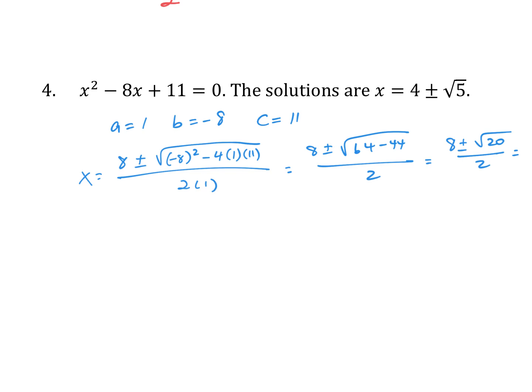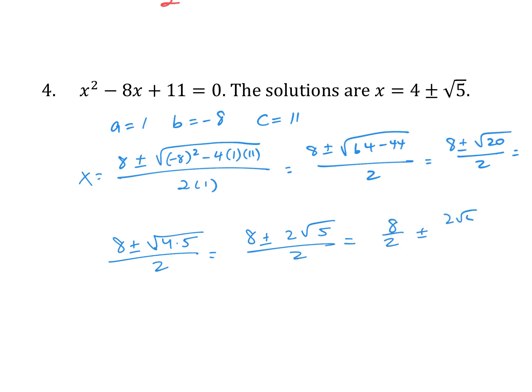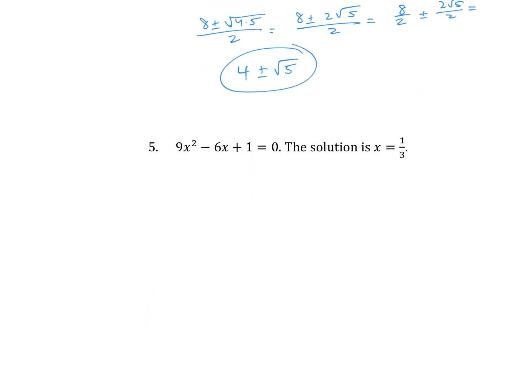Again, 20 has a perfect square factor, so I simplify that to 8 plus or minus the square root of 4 times 5, all over 2. 8 plus or minus 2 root 5 over 2. And again, I separate out 8 over 2 plus or minus 2 root 5 over 2, which just simplifies to, oops, not 8, sorry, 4 plus or minus root 5. Okay, number 5.